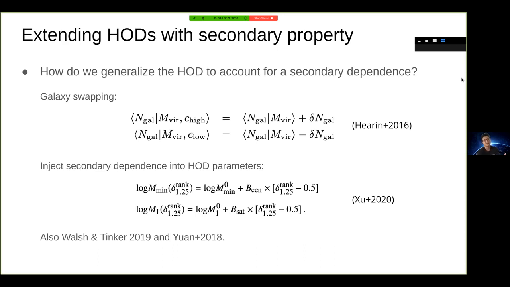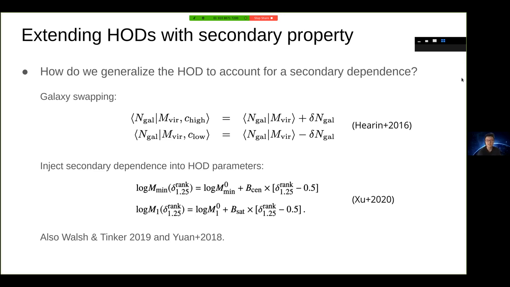The first approach is the galaxy swapping approach. This is exemplified in a decorated HOD. What you do is, at fixed halo mass, you basically move galaxies between halos of different, say, environment density. The second approach is to directly inject secondary dependence into the HOD parameters themselves.